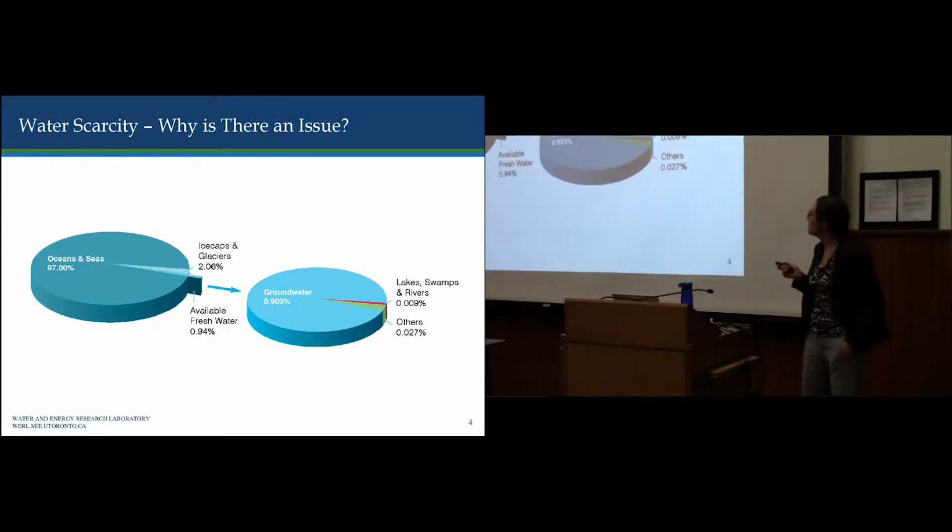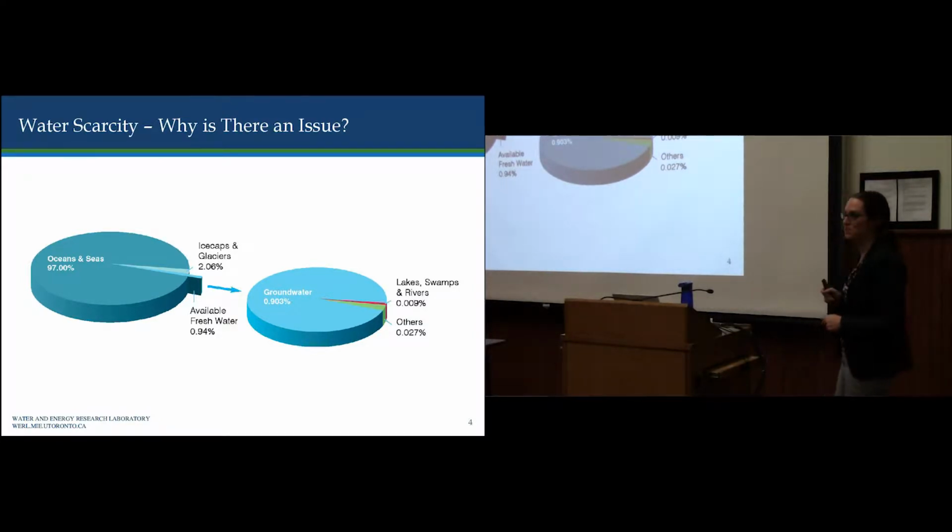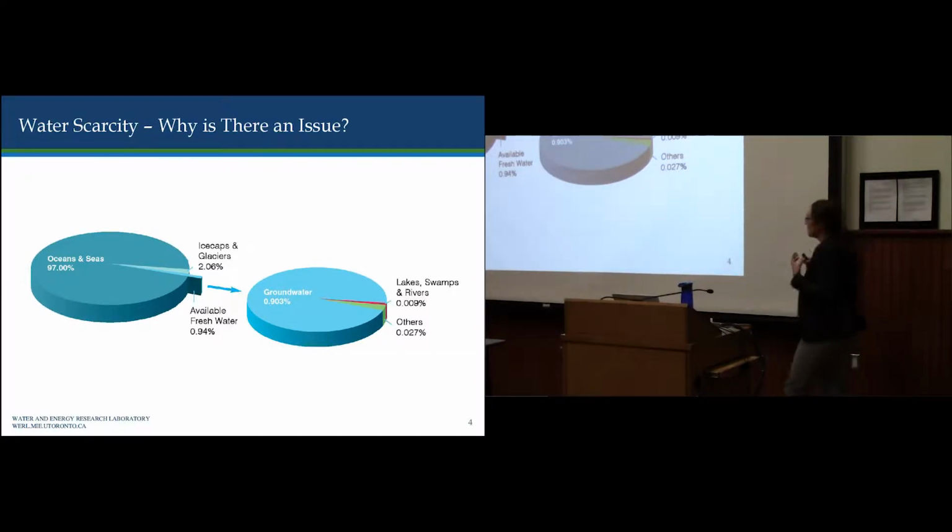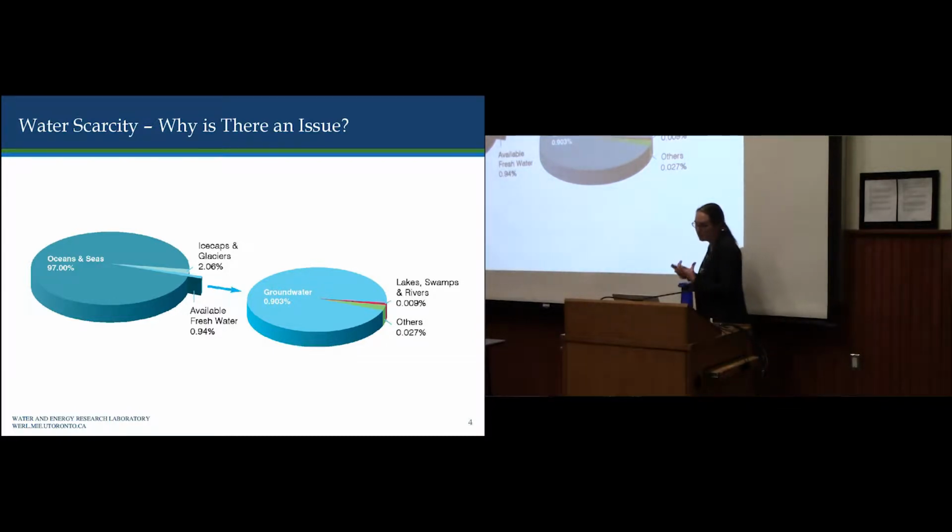What we can use and what we can access is fresh water, which is mostly in ice caps and glaciers, and less than 1% of the water which is available on Earth is actually water which we can use, right? So of all the water that's there, there's 1% which is actually usable, as it is right now. So this is really the root of the problem. There's water there, lots of water, but not a whole lot that we can actually use.